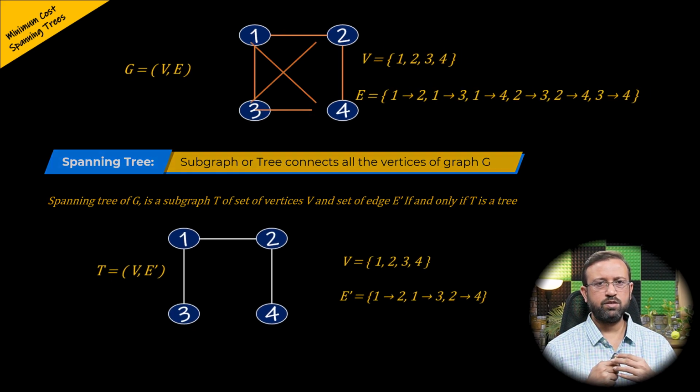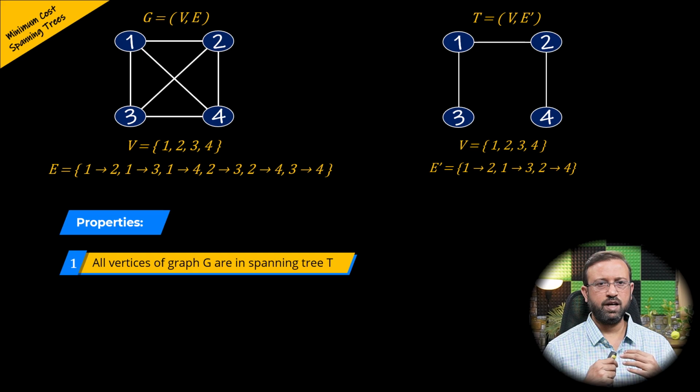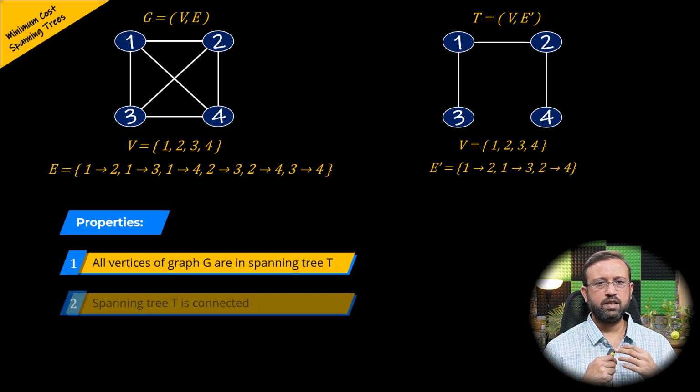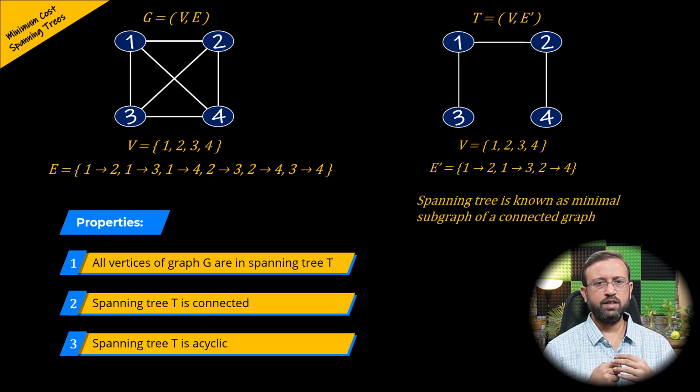Now, this leads us to the following properties of spanning trees. All vertices of graph G are in spanning tree T. The spanning tree T is connected. The spanning tree T is acyclic, that is, there are no loops or cycles. The spanning tree is also known as minimal subgraph of a connected graph. A minimal subgraph is one with the fewest number of edges. Spanning tree is called a tree because every acyclic undirected graph can be viewed as an unordered tree.